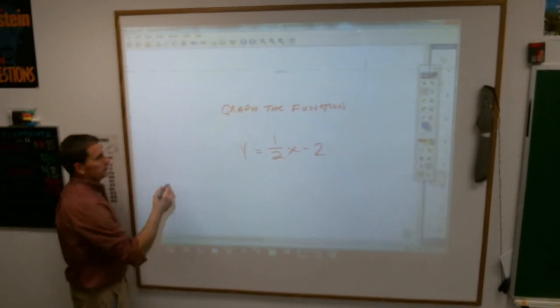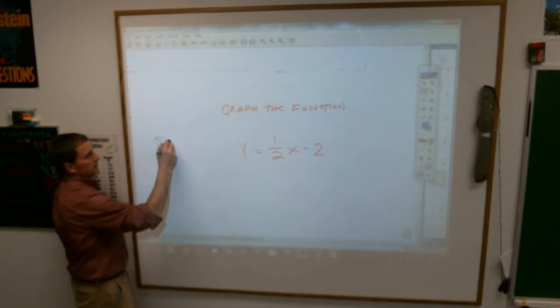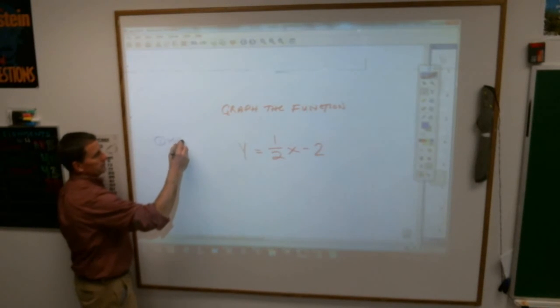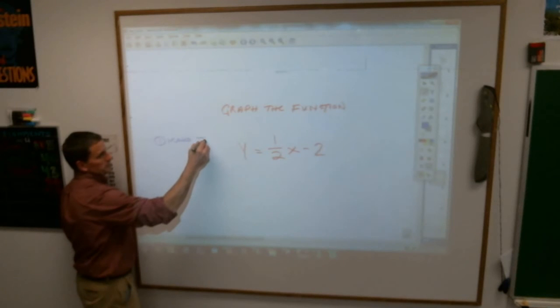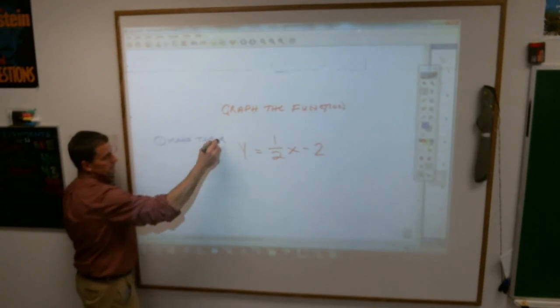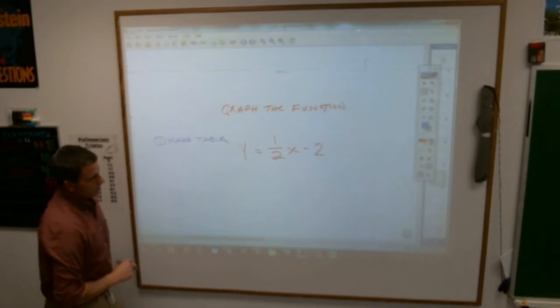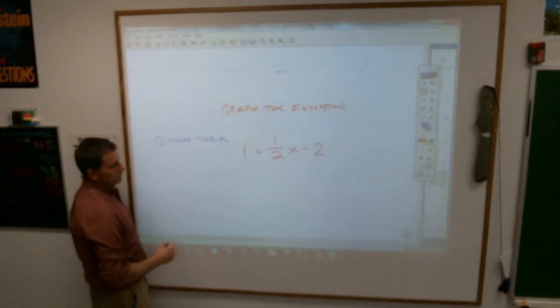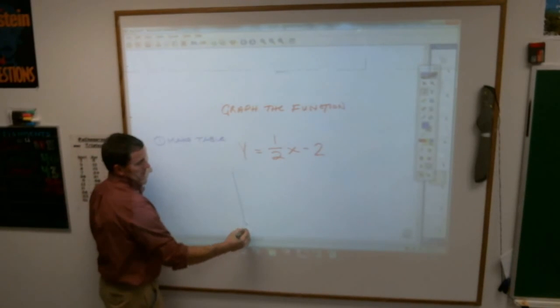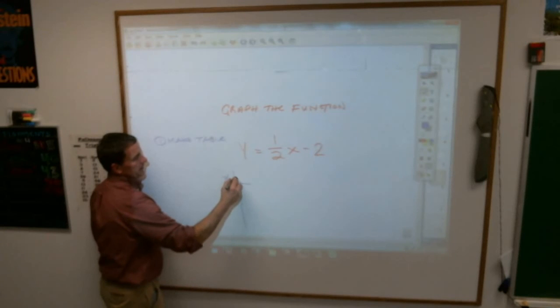In order to do this, boys and girls and ladies and gentlemen of all ages, if they tell you to graph the function, the first step is you must make a table. This isn't your dining room table, nor is this the table that you find in most living rooms. That is this. Nice little X and Y table.